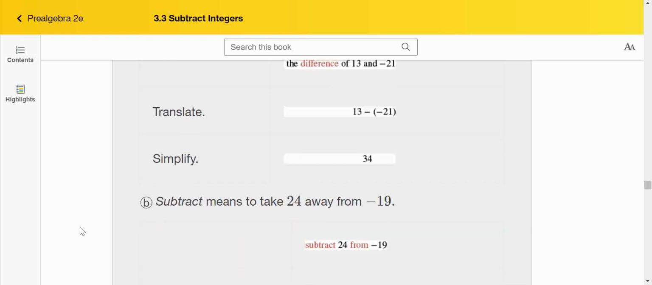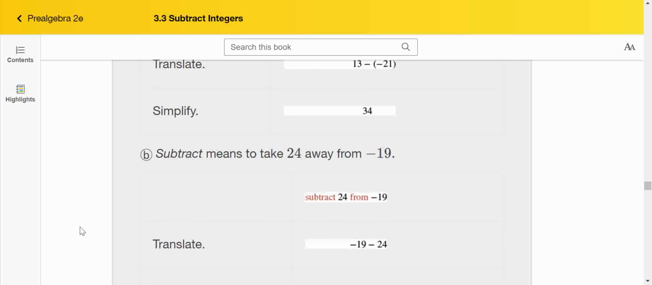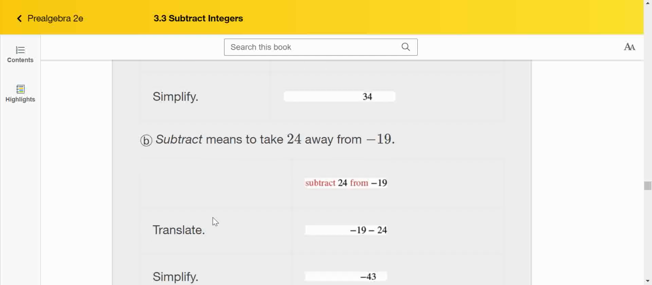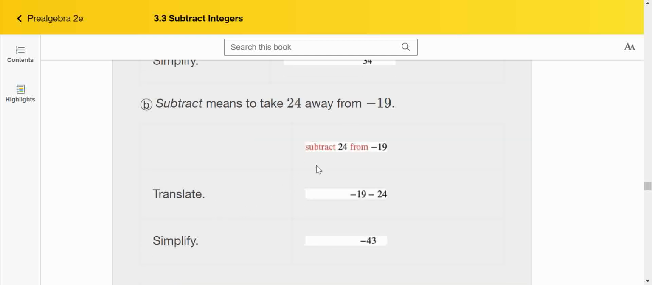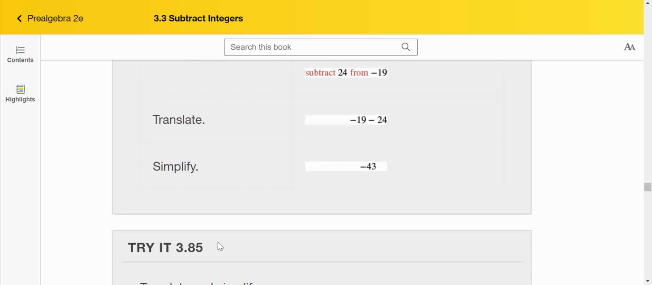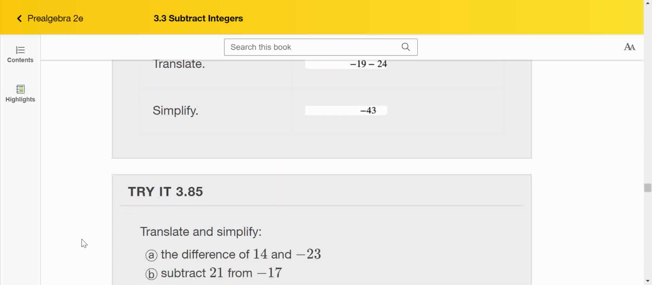B. Subtract means to take away, or to take 24 away from minus 19. Translate, subtract 24 from minus 19 is minus 19 minus 24. Then simplify, and that's minus 43.